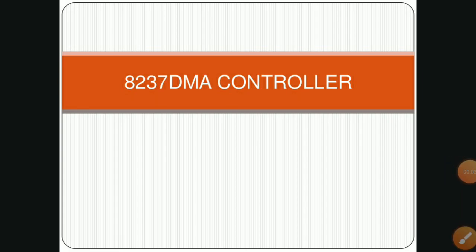Good morning, students. Today we are going to discuss the 8237 DMA controller. This DMA controller is used for operating the DMA operation in 8086 processors. Before discussing this DMA controller device, let us first discuss what is meant by DMA operation, why it is required, and why it is helpful for the 8086 processing operations.